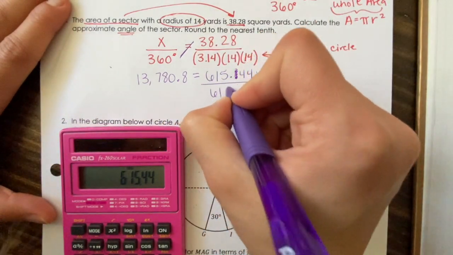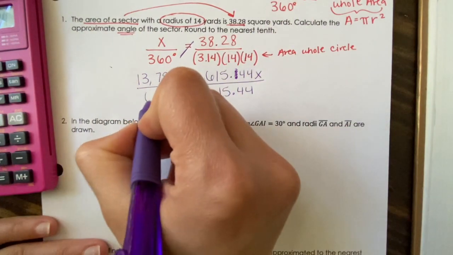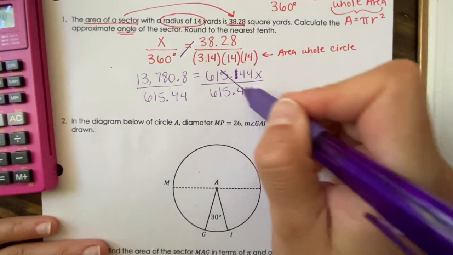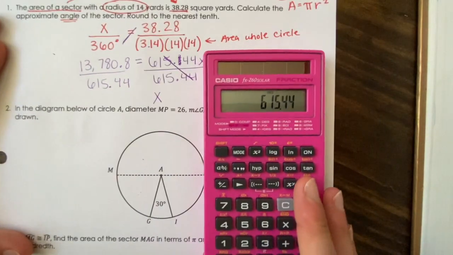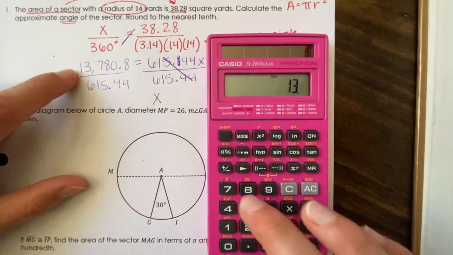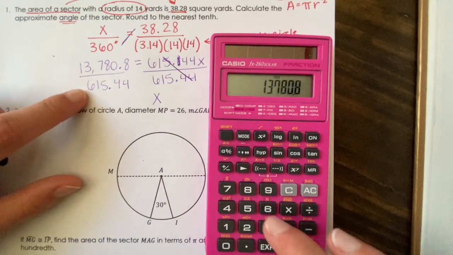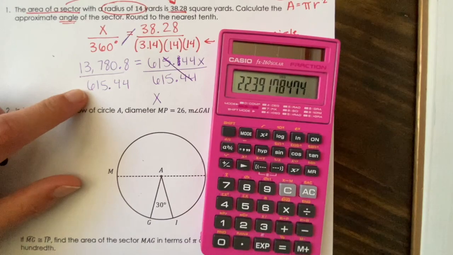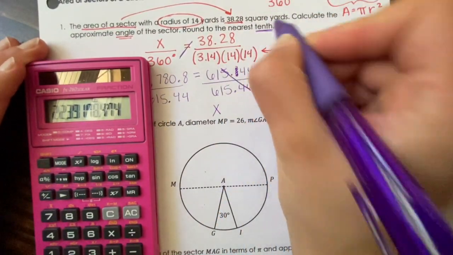Divide by 615.44. Divide by 615.44, those cancel, and you're going to be left with x. It's probably a long number, but let's see what we get. 13,780.8 divided by 615.44. Yep, we get a long number. It says round to the nearest tenths place.